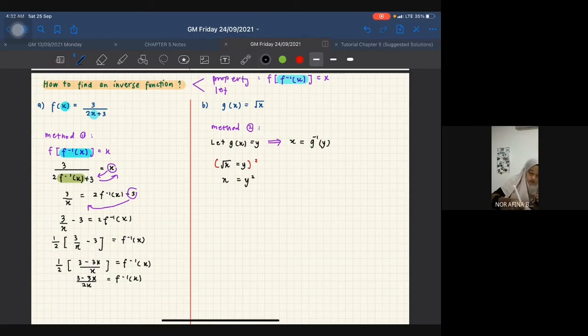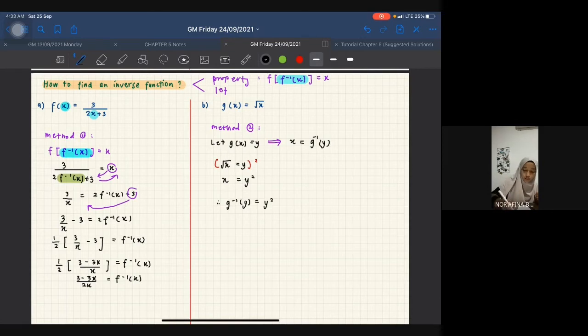Okay, so ingat balik dekat atas ni tadi, kita dah define this one, kita ada x equal to y squared. Dekat atas kita ada x equal to g inverse of y. Okay, so awak gantikan sahaja g inverse of y ni into this one. Okay, so you are going to have g inverse of y is equal to y squared. Okay, tapi soalan bukan minta kita cari g inverse y. Dia nak g inverse of x.